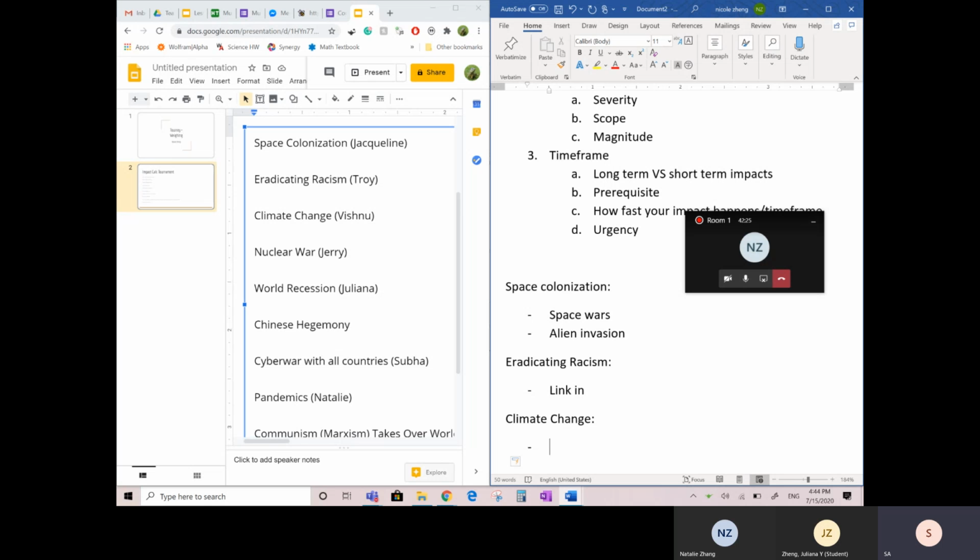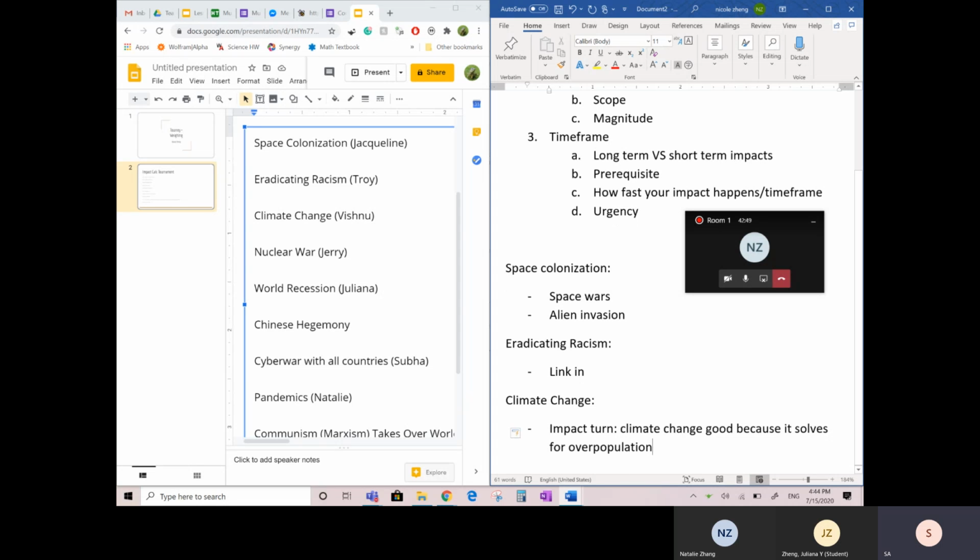For climate change, you can either link in, or you can impact turn it by saying climate change good. It solves for overpopulation, which is kind of an iffy argument, but if you can prove that climate change won't cause extinction, there are a lot of cards you can read on that. But overpopulation will, because everyone's going to fight for resources, we're going to run out of food and land, there's going to be nuclear wars, and then overpopulation causes extinction. You can win that. You can also link into climate change by saying, sure, you solve for climate change right now, but then you just cause more because in a recession we burn a bunch of fossil fuels or something like that.